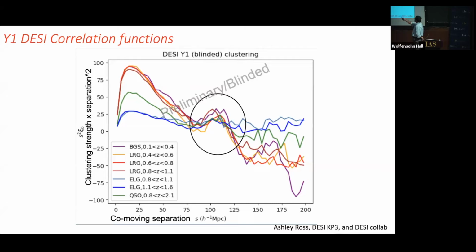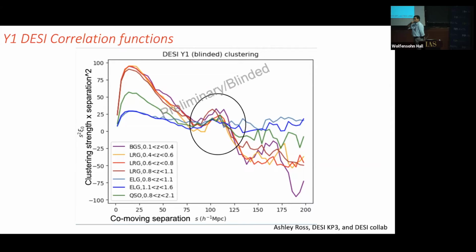But they're all shifted so that they're all on the same physical comoving scale out here. And you can clearly see a BAO feature that's lining up across all of these. So certainly at the level of staring at a bunch of correlation functions, they all have a BAO feature and they all line up at roughly the right scale.